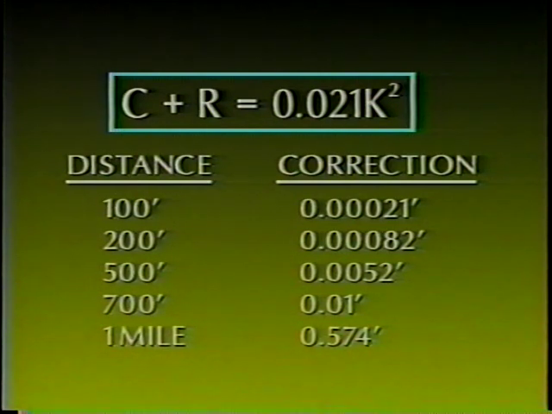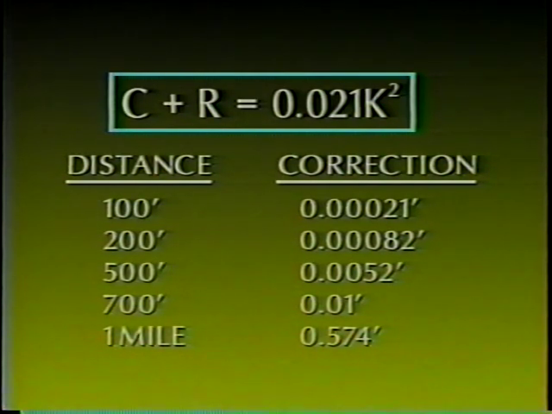C is equal to the curvature correction, R equals the refraction correction, and K is the distance in thousands of feet squared. An example for K would be that if the level line was 2,000 feet long, then K would be 2 squared, or equal to 4.